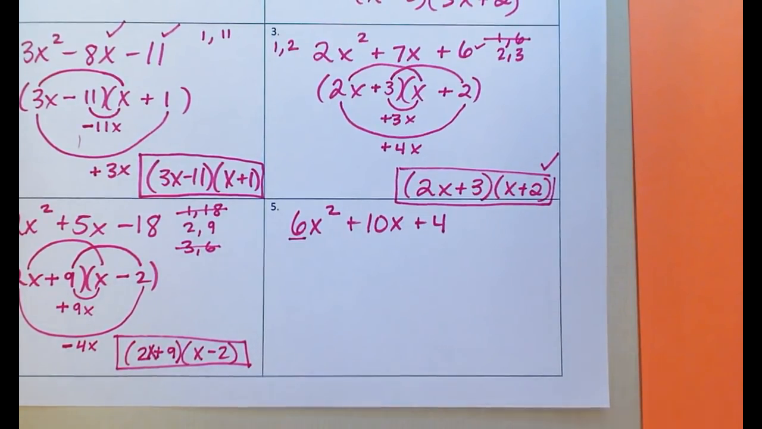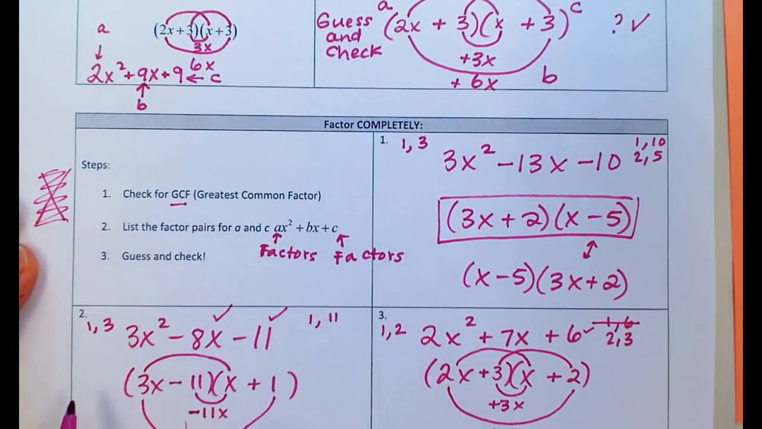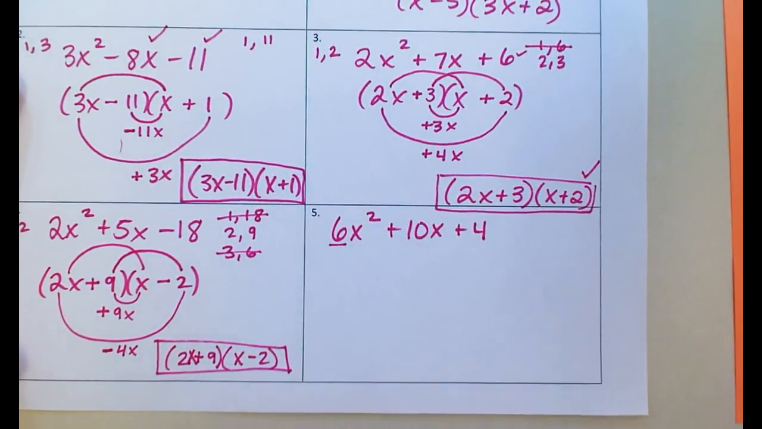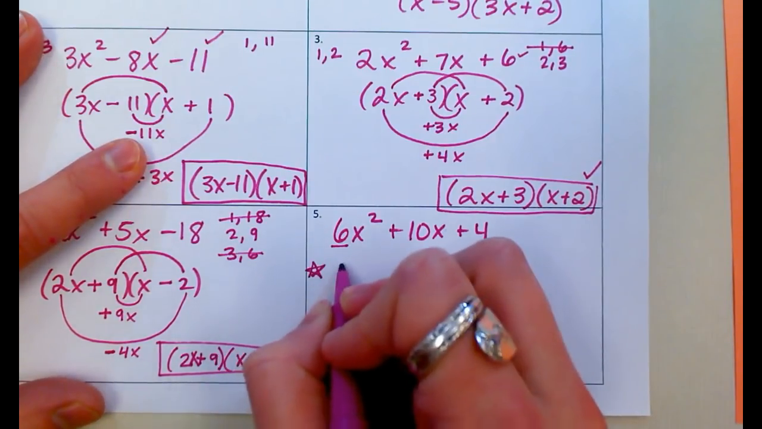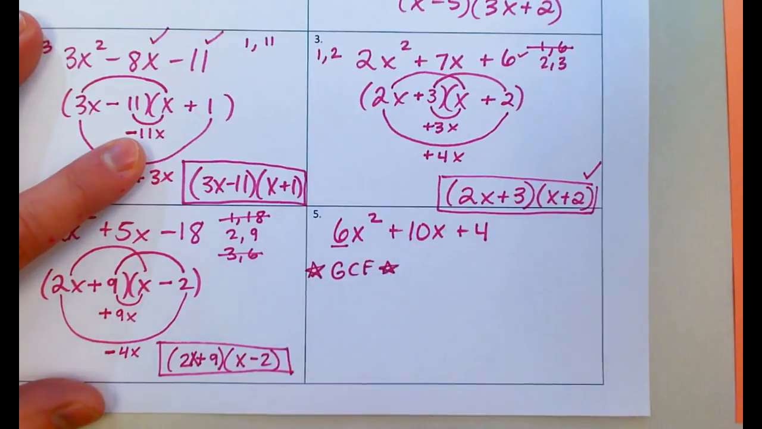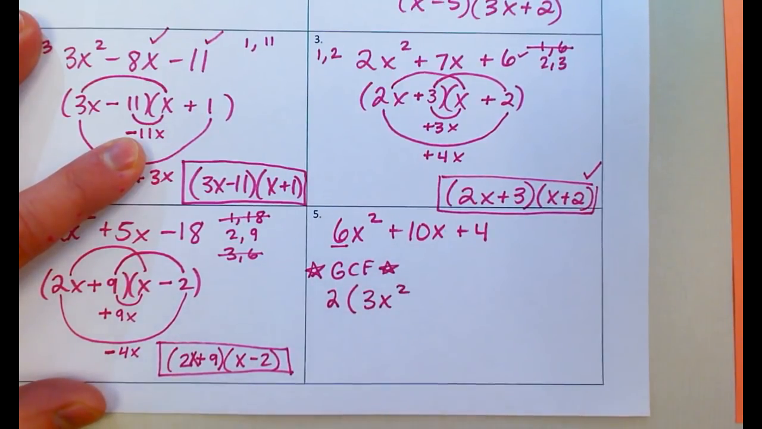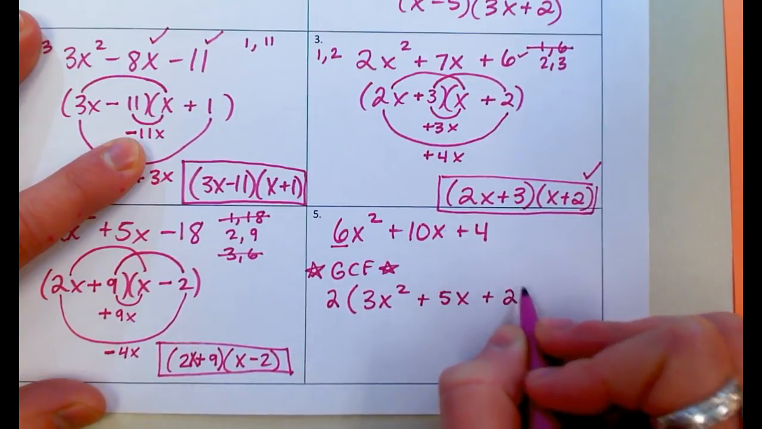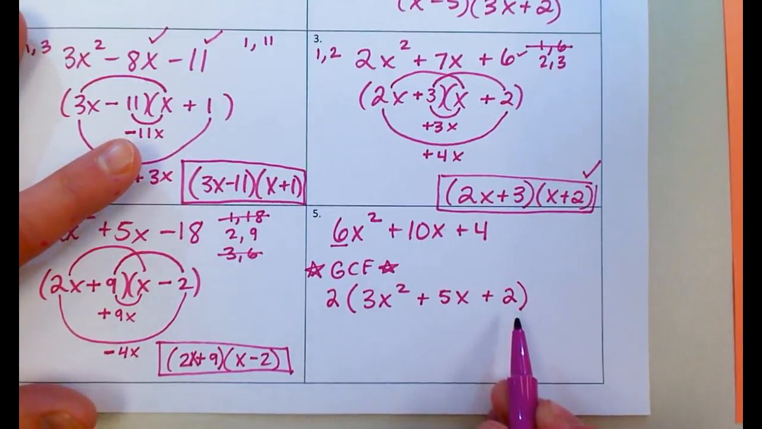So thinking back to our steps, we always have to check for our GCF first, our greatest common factor. So between these terms that we have, 6, 10, and 4, 2 divides into all of them evenly. So we have to factor out first our GCF. So factoring a 2 out of this trinomial, I'm left with 3x squared plus 5x plus 2. Now we have a cleaner trinomial to factor.